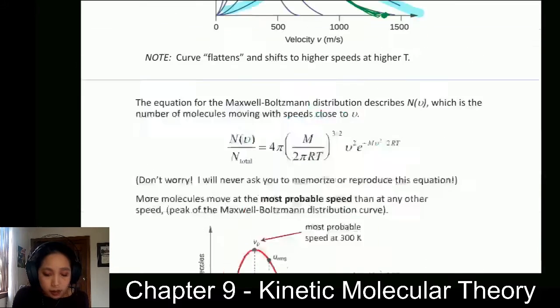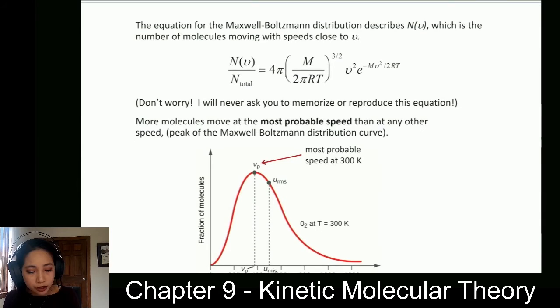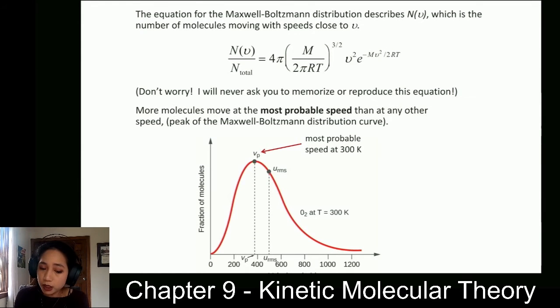So how we come up with this graph, all of these different distributions of molecular speeds at specific temperatures, comes from the Maxwell-Boltzmann equation. So that's what these curves are. They're Maxwell-Boltzmann distributions of molecular speeds in gaseous samples. And so this is the equation for the Boltzmann distribution. I'll never ask you to memorize this equation, but I want you to understand what it means.